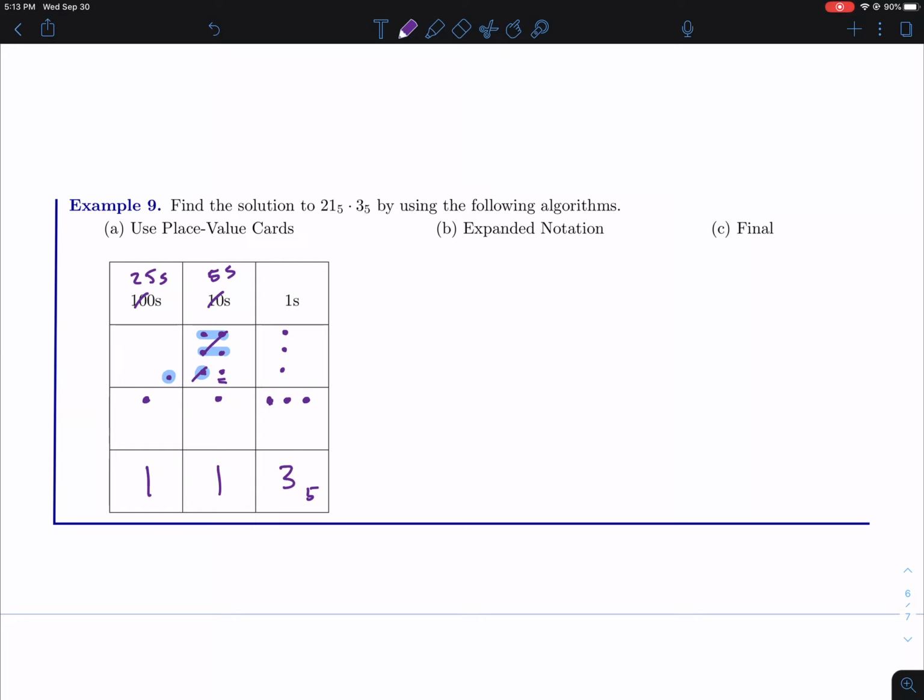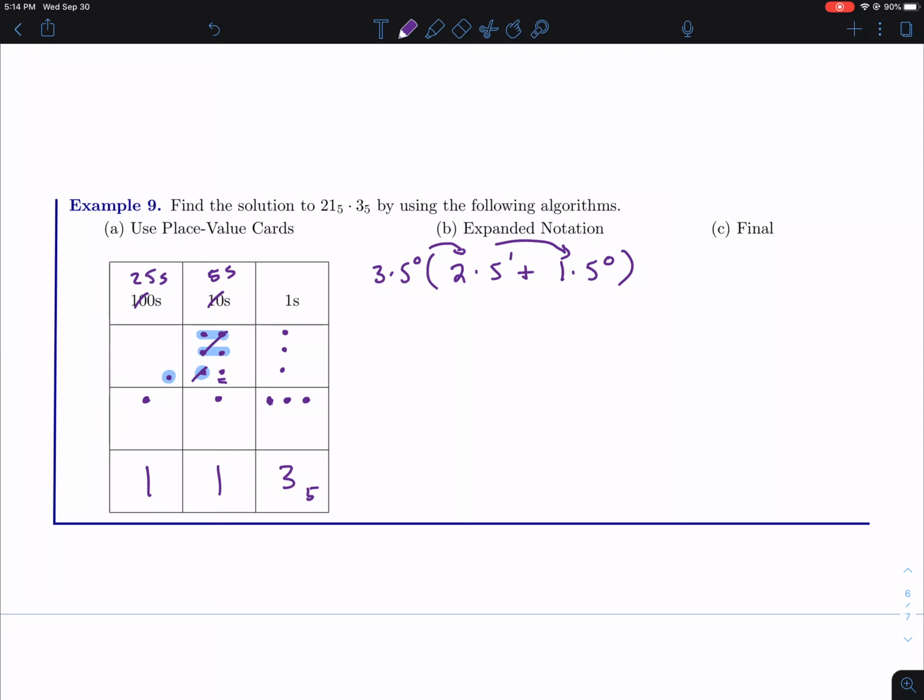So the first thing I'd want to do is write 21 as expanded notation. So I'm going to get 2 times 5 to the first plus 1 times 5 to the 0. And then what I'm doing is I'm multiplying that by 3 times 5 to the 0. And so again, just like we did before, I just want to distribute these guys in. And so in this case, 3 times 2 is technically the same thing as 6.